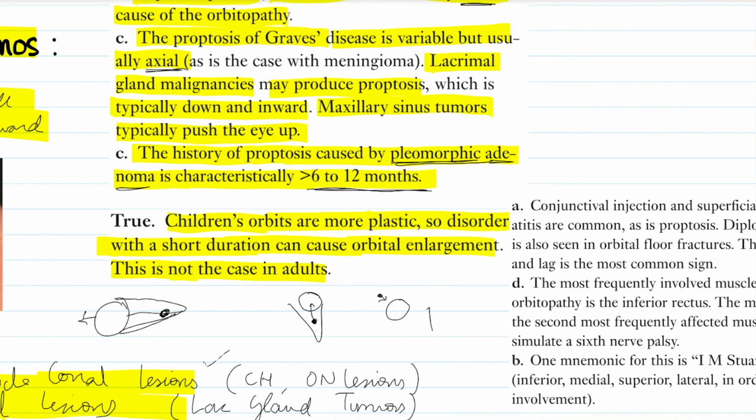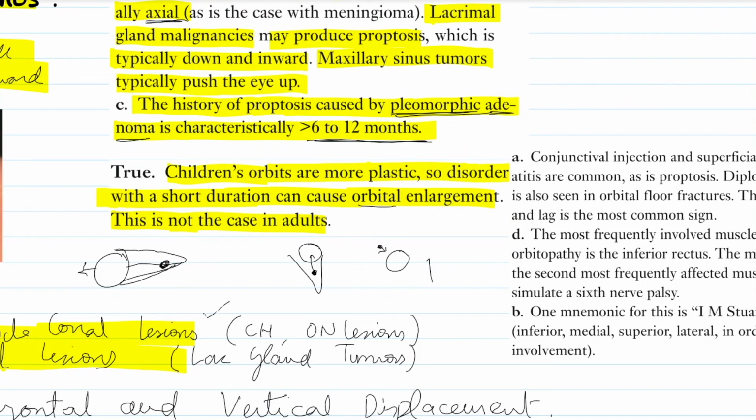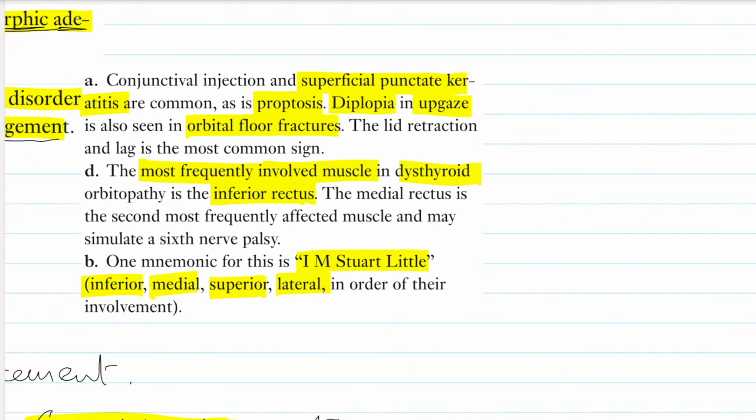Children's orbits. So children's orbits are more plastic. So a disorder with a short duration can actually cause an orbital enlargement in children, whereas this is not the case in adults. Now, proptosis could sometimes cause a superficial punctate keratitis. If the patient has a diplopia in upgaze, you could actually think about an orbital floor fracture.